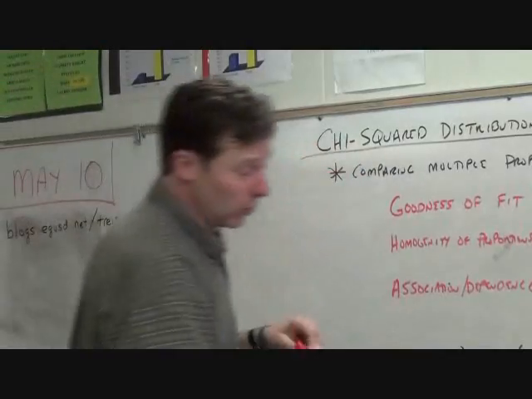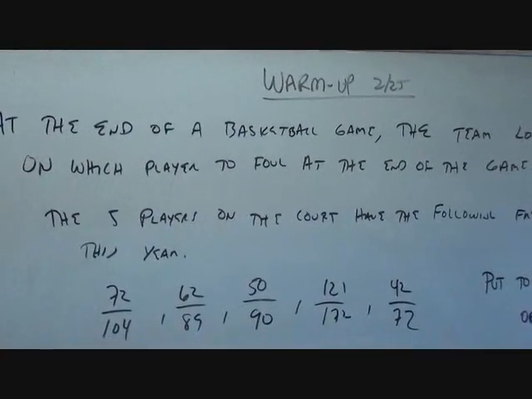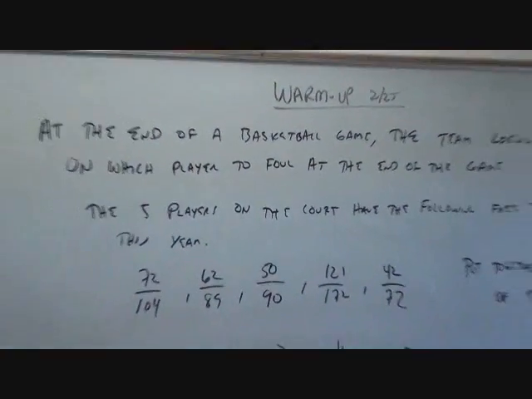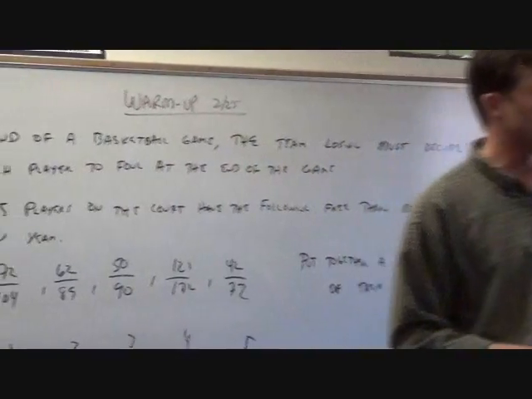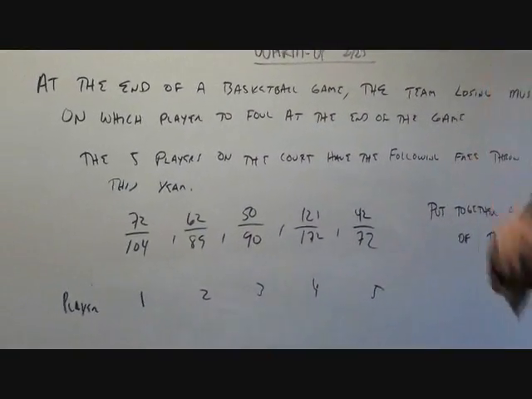All right, the problem that you worked on today in your warm-up, and this is true. A basketball coach has this problem all the time. At the end of the game, we're losing. You've got to pick somebody to foul. All right, so these are the shooting percentages or the shooting numbers of each one of the players. Let's go ahead and write these down.